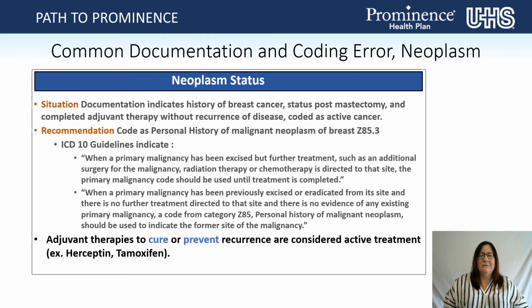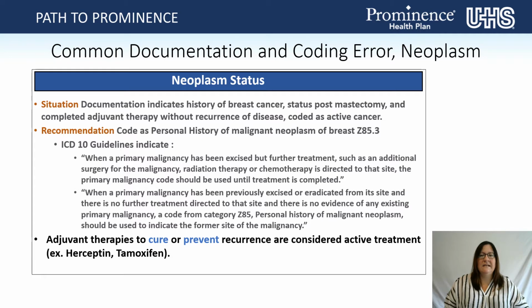A common documentation and coding error example. The situation is the progress note documentation indicates a history of breast cancer, status post-mastectomy, completed adjuvant therapy without recurrence of disease, coded as active cancer in the assessment and on the claim. The recommendation is to code as a personal history of malignant neoplasm of the breast. Z85.3 would be appropriate in that situation.